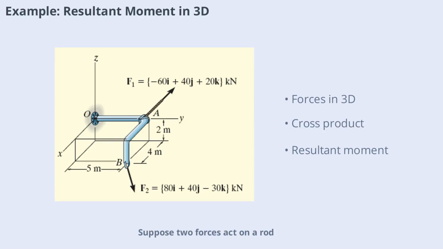Suppose two forces act on a rod, and you need to find the resultant moment about a flange at point O by expressing the position and force vectors in Cartesian form and applying the cross product. You can calculate the moment as a vector. This method is widely used in mechanical and structural engineering to ensure stability and safety.